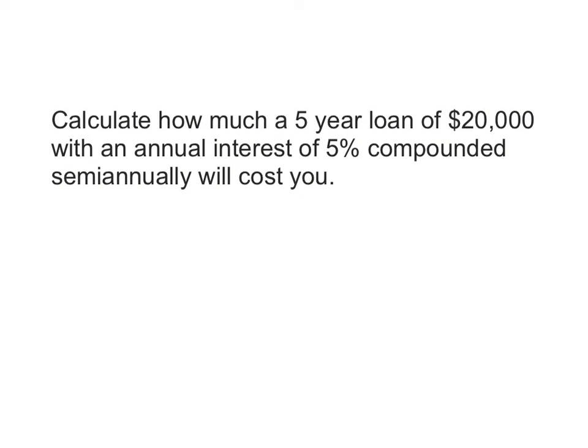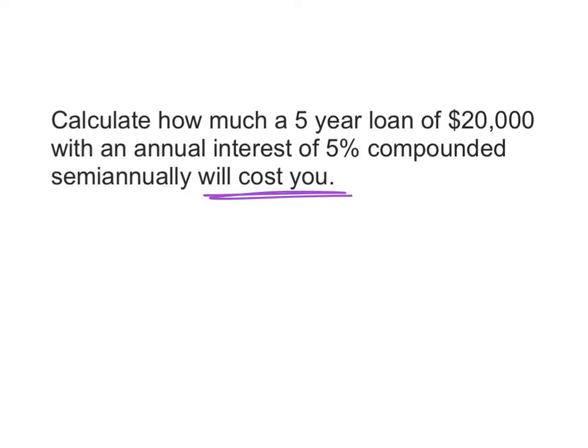So like I just mentioned, interest doesn't always work in your favor. Most of the time, when you take out a loan, you have to pay the interest back. So here's an example. Calculate how much a 5-year loan of $20,000 with an annual interest rate of 5% compounded semi-annually will cost you.